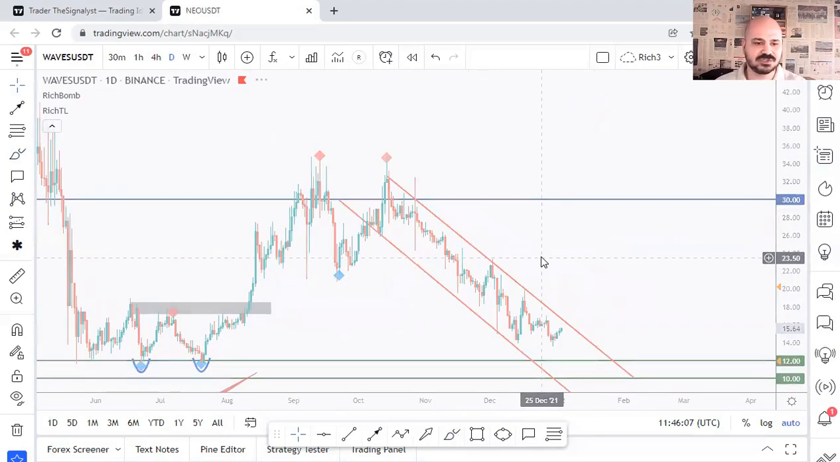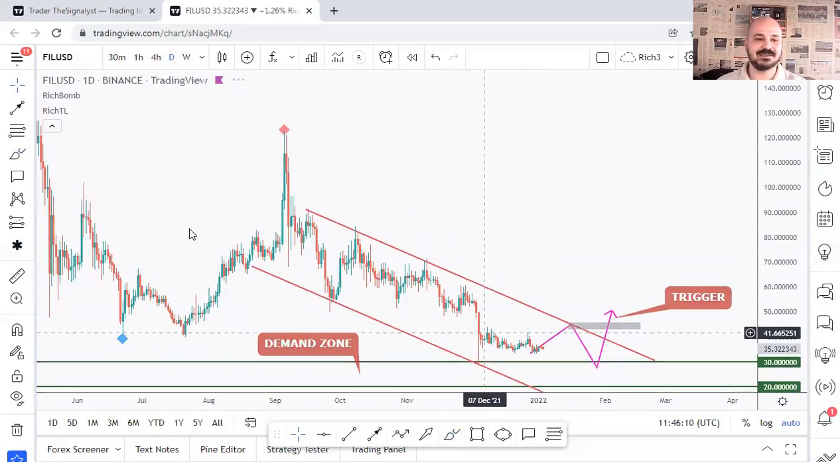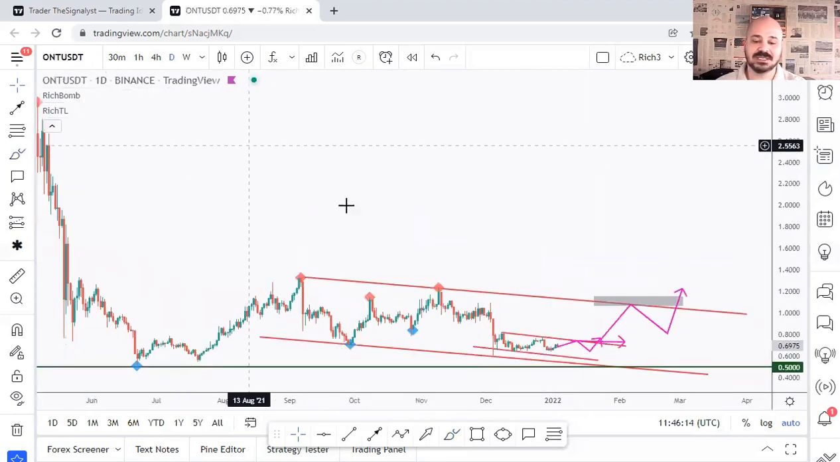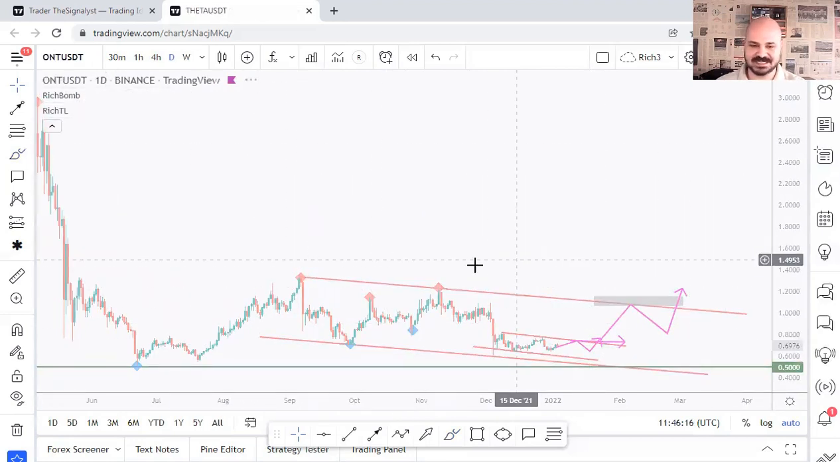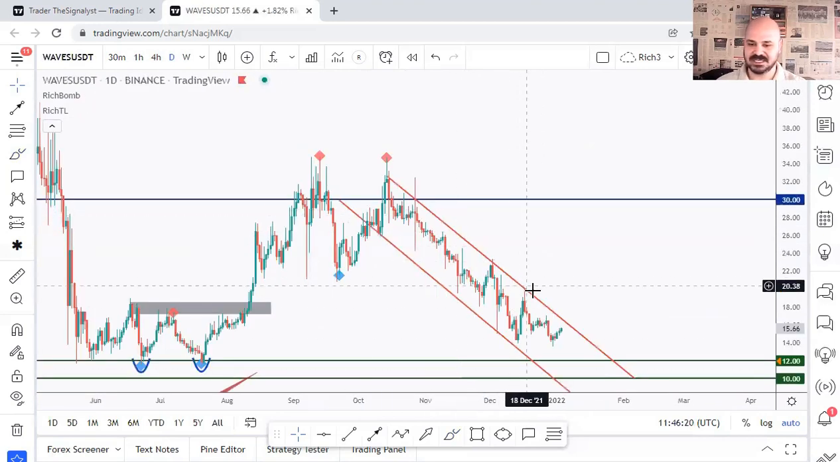This one is very similar to Filecoin, right? Because it's steep. What is it? Okay, on Filecoin it's steep, while on Theta and ONT it's flat. So you can see it very clearly here. We have a steep one, and if you go to Waves, here we go, right?